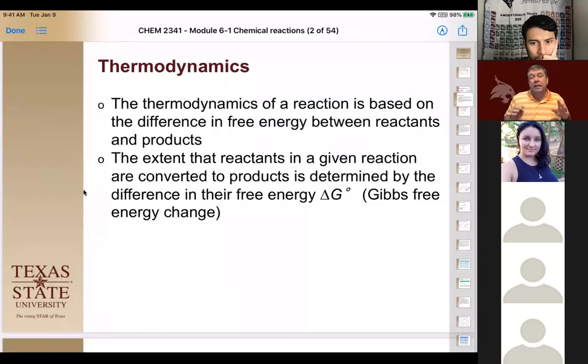In the case of the change in free energy, whether it's positive or negative will tell us whether the reaction is going to be favored or not favored.